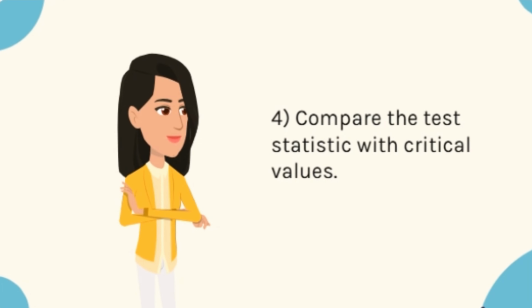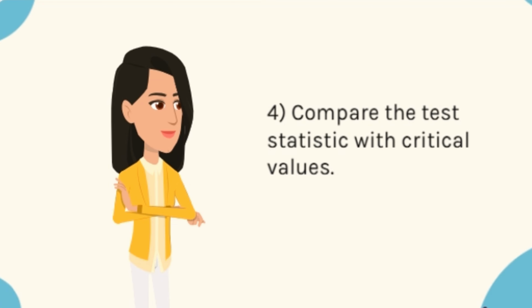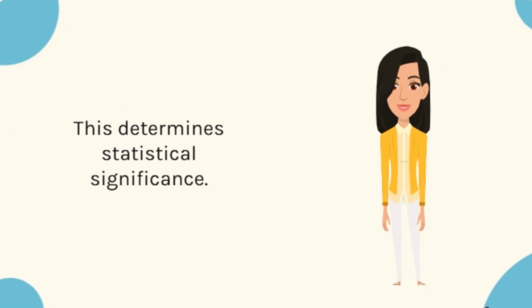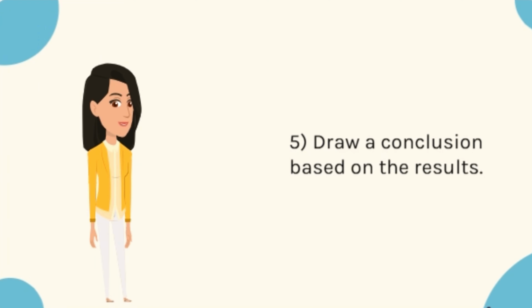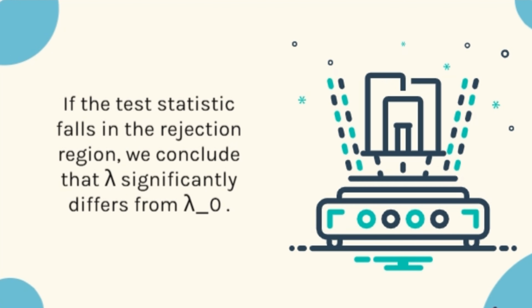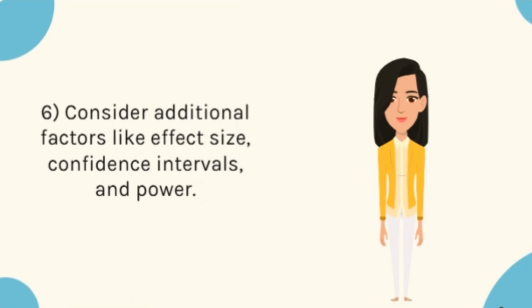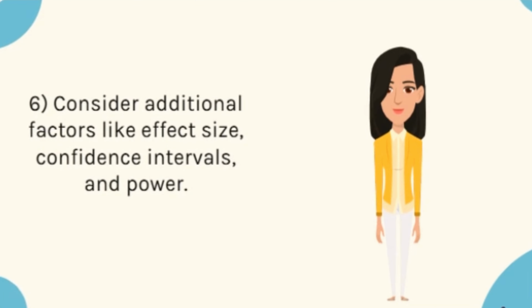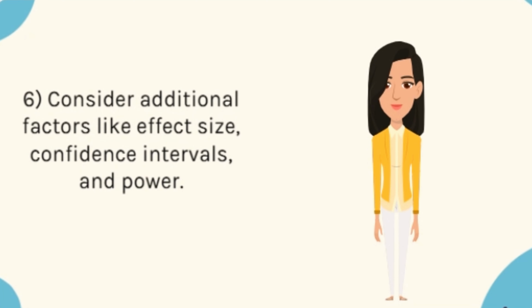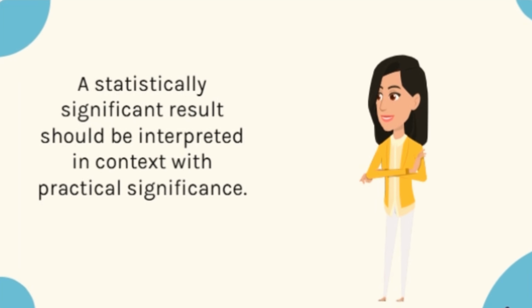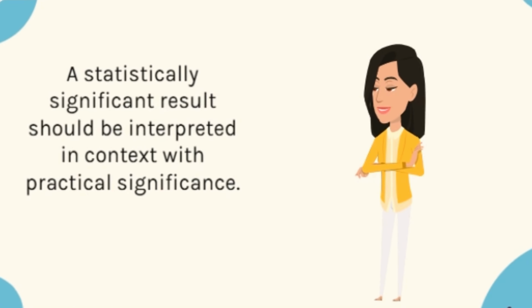Number 4, compare the test statistic with critical values. This determines statistical significance. Number 5, draw a conclusion based on the results. If the test statistic falls in the rejection region, we conclude that lambda significantly differs from lambda 0. Number 6, consider additional factors like effect size, confidence intervals, and power. Even statistically significant results should be interpreted in context with practical significance.